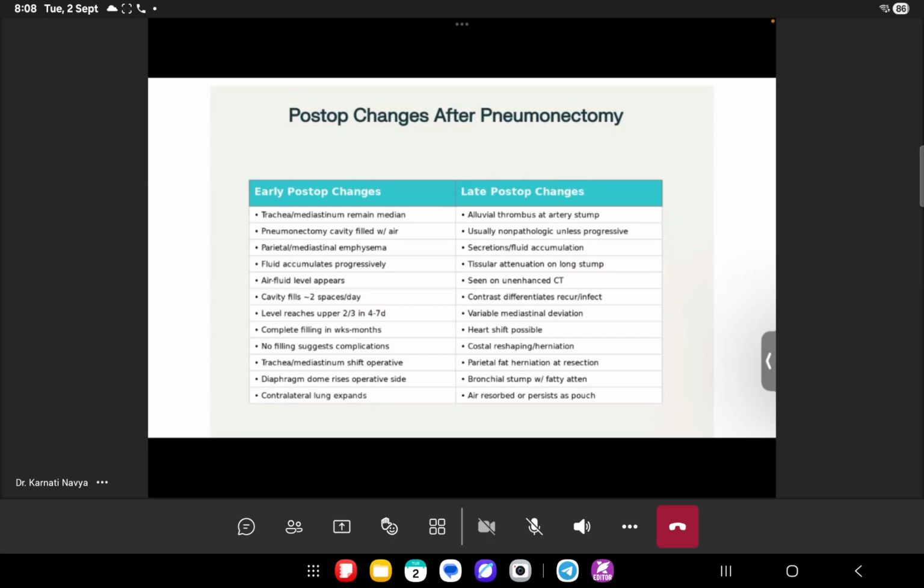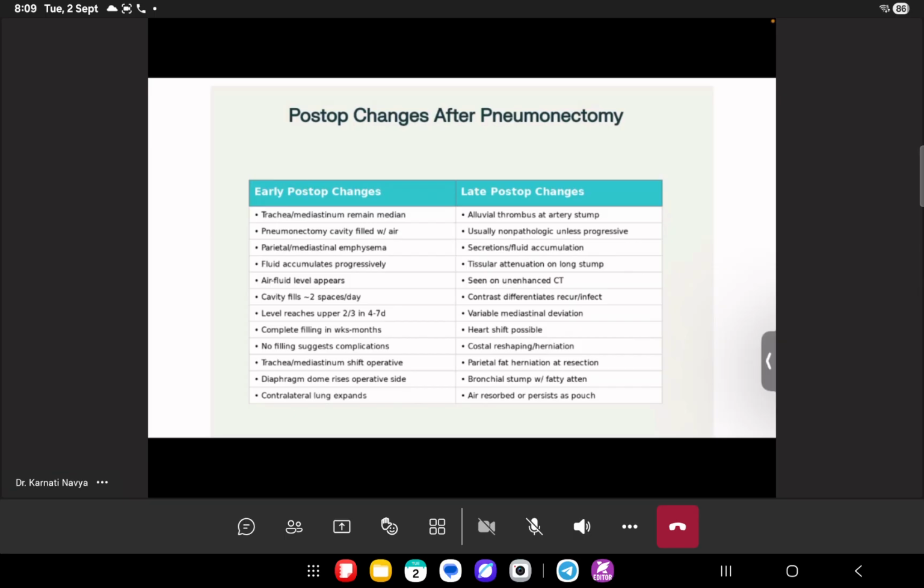The post-op changes after pneumonectomy. Early post-op changes: the trachea and mediastinum remain medial. The pneumonectomy cavity is filled with air. Fluid accumulates progressively, an air-fluid level appears, and then the cavity fills 2 spaces per day and reaches the upper two-thirds in 4 to 7 days. Complete filling usually takes weeks to months, and no filling suggests complications.